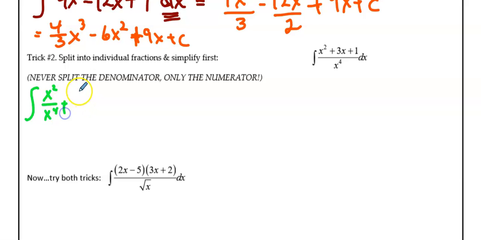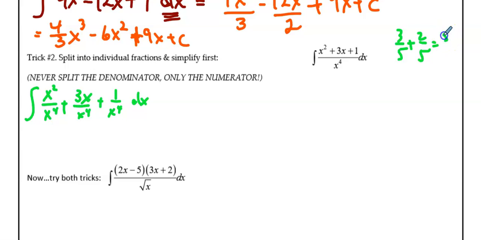So we're going to split the numerator up, and so we're going to just have them all under x to the 4th. If I were to get a common fraction, right, if I get a common fraction, I would get this back. Right, we all know that 3/5 plus 2/5 is equal to 5/5. Well, that's exactly what we did right here. We just split it apart. And then we're going to simplify. All right, we're going to simplify a little bit.